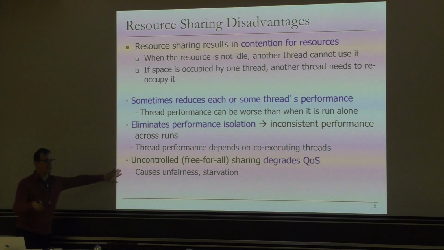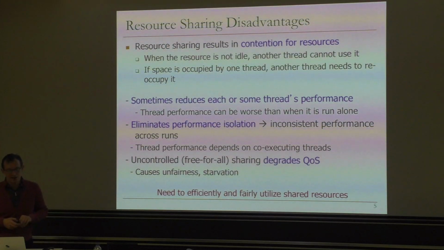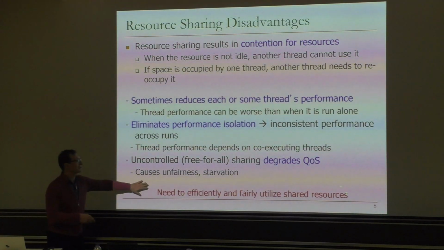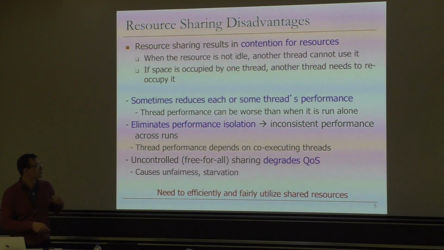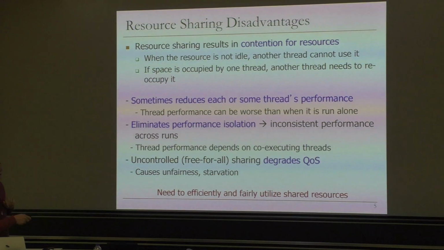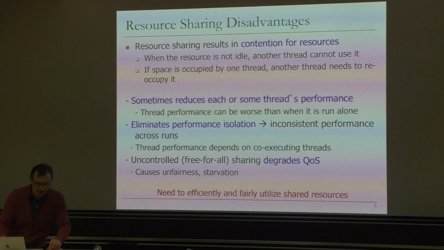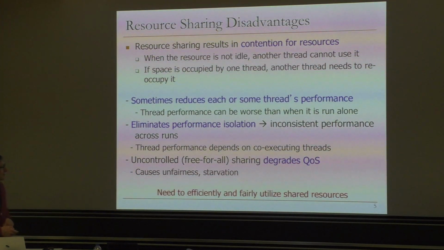It causes unfairness and starvation, and we've discussed this. I've given you examples. I'm going to go through that relatively quickly. The memory performance attacks, for example, that we've seen was that. So basically, because resource sharing has a lot of advantages, we want to keep the advantages, but we want to eliminate the disadvantages as much as possible. We don't want to get rid of resource sharing. We want to somehow figure out how to efficiently and fairly utilize the shared resources while keeping performance isolation when we need it, and while having quality of service when we need it.